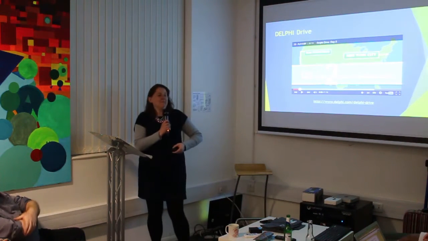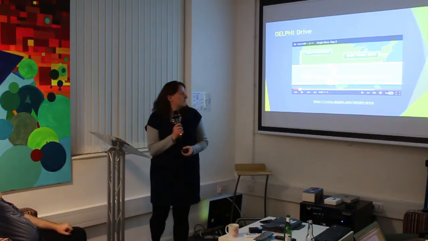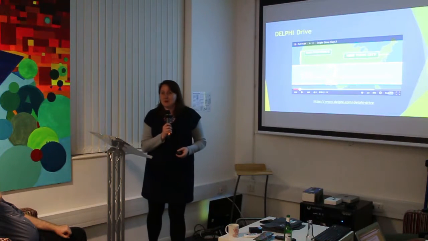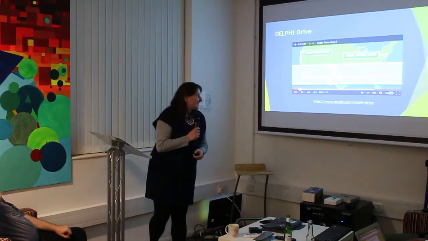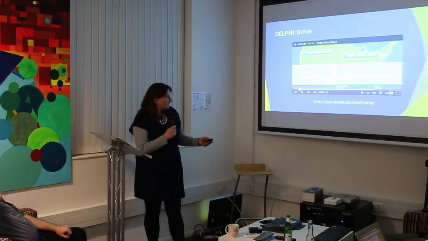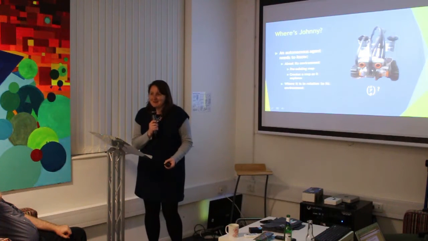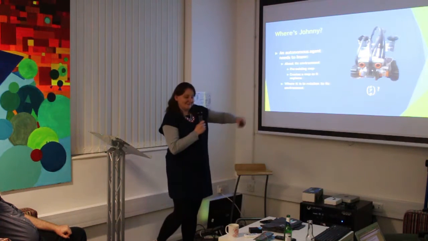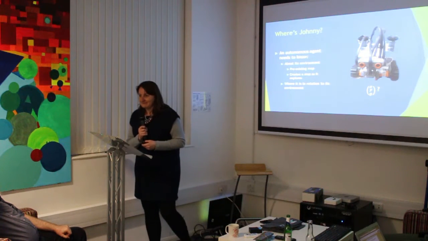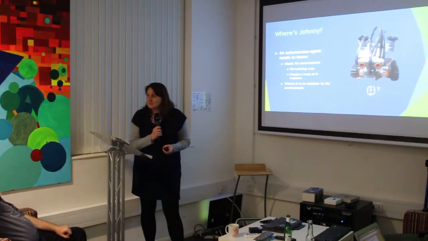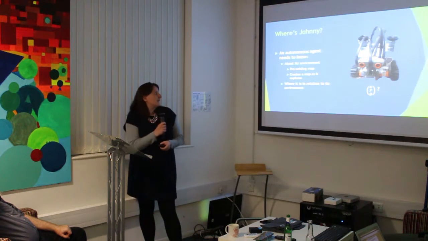Okay, that car is the car that drove from basically San Francisco to New York, all on its own, bar 40 miles. And that is a very sweet little car. Far more complicated than my little friend Johnny. So Johnny is my mobile robot, but he works in pretty much exactly the same way as that Delphi car.